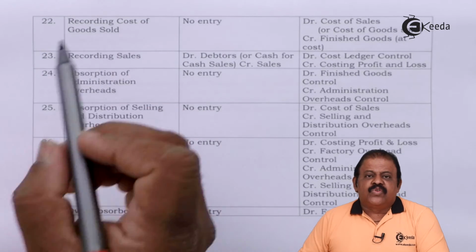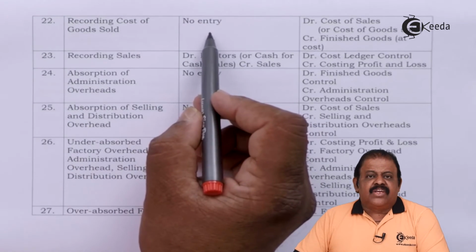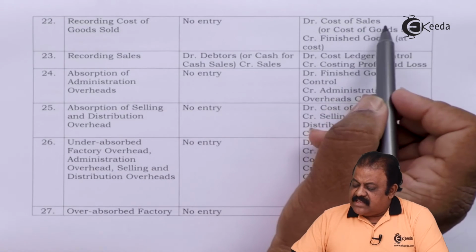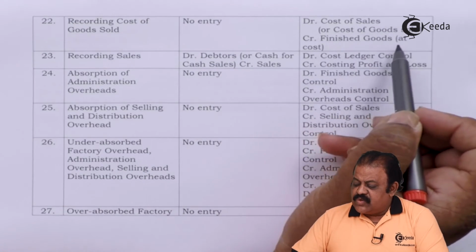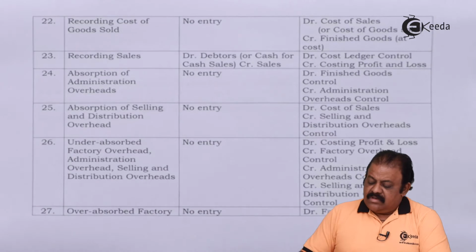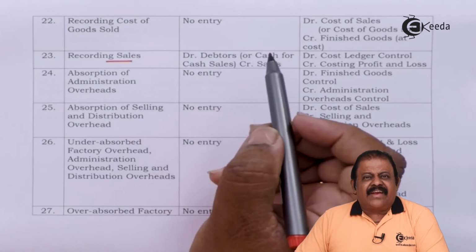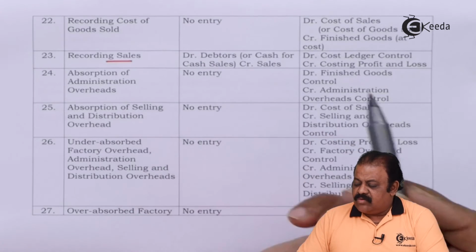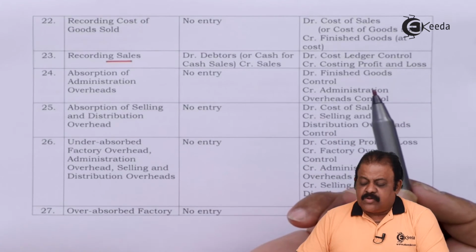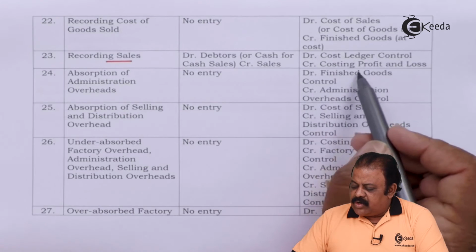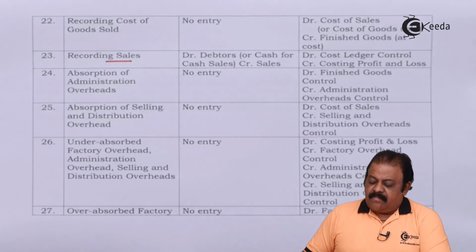Recording cost of goods sold, no entry required in financial book. In cost book, cost of sales debit to finished goods control account. Recording of sales in financial book, debtors account debit or cash account debit to sales account. In cost book, cost ledger control account debit to costing profit and loss account.